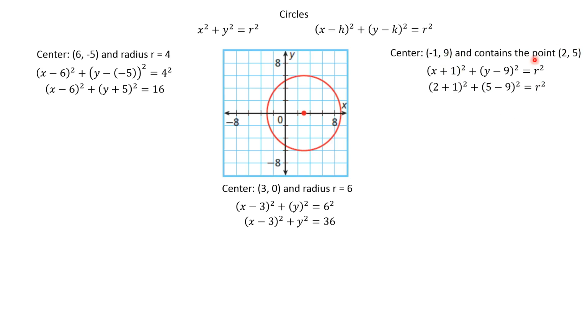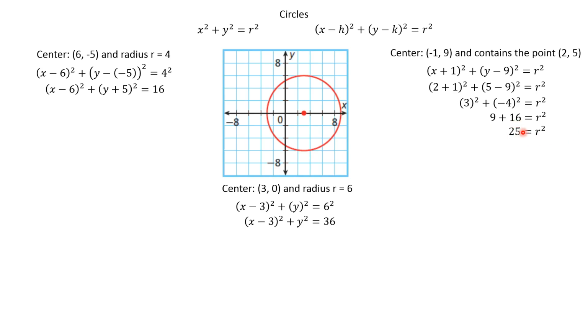So we could just use the distance formula to find this distance, or plug it in. 2 plus 1 is 3. 5 minus 9 is negative 4. So 3 squared plus negative 4 squared equals r squared. 3 squared is 9. Negative 4 squared is 16. 9 plus 16 equals 25 equals r squared. And so we could say, oh, so the radius is 5.